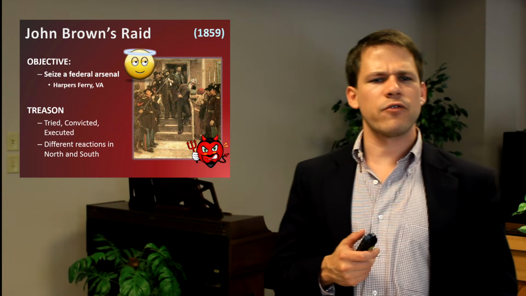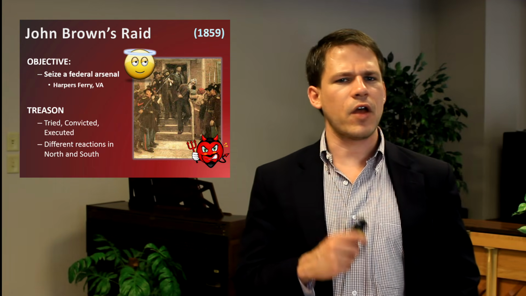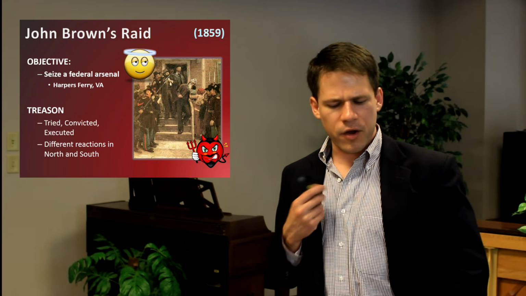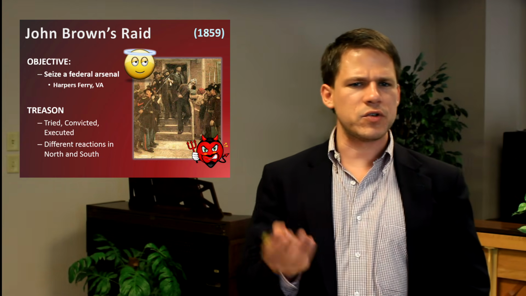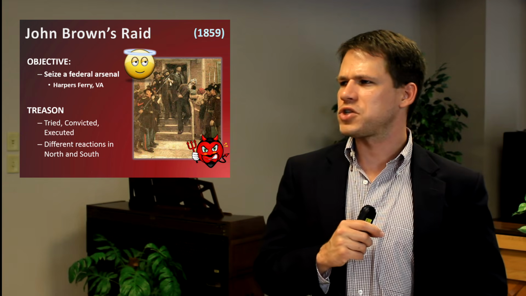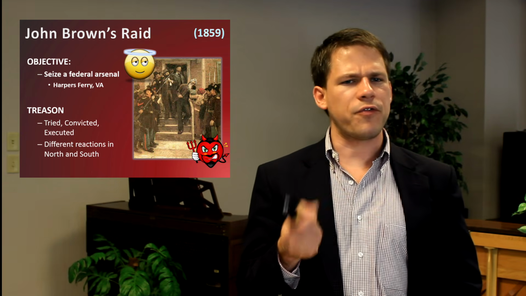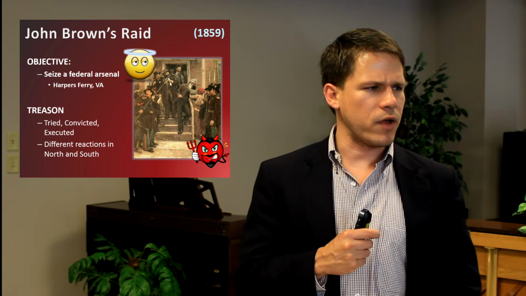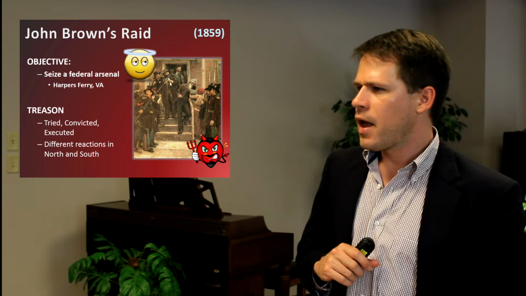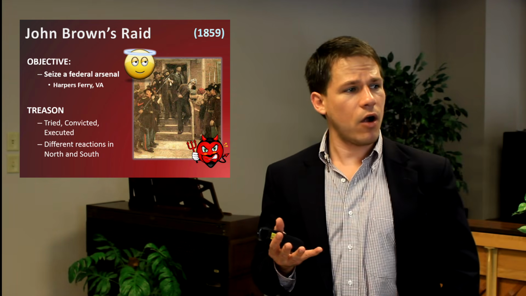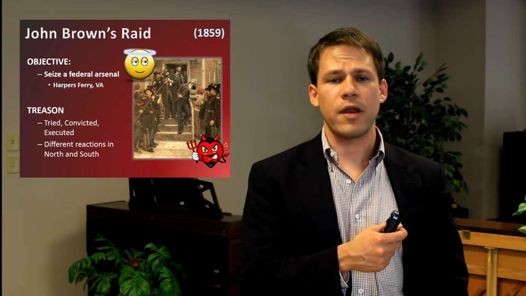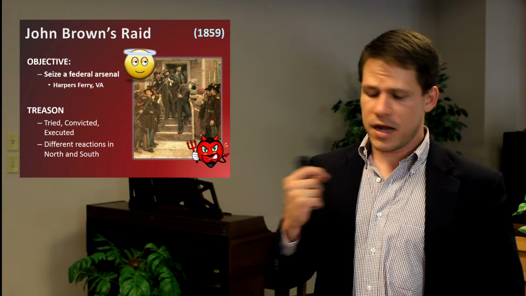And John Brown's raid at Harper's Ferry is another thing that happens kind of on the eve of the Civil War almost. He goes to Harper's Ferry, which at the time was in Virginia. I think it might be in West Virginia now. But he goes there to seize a federal arsenal. And he's going to arm slaves for a rebellion. Now this was a miserable failure, but it was still treason. All right, you seize a federal arsenal with the intent of starting a rebellion, you have committed treason. And he is convicted of treason and he is executed.